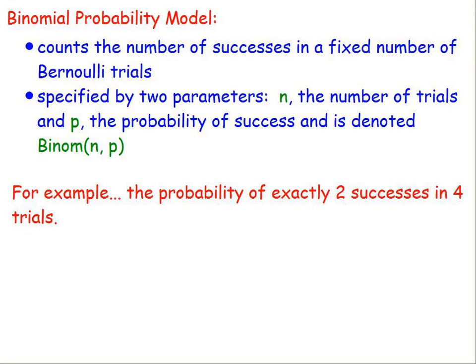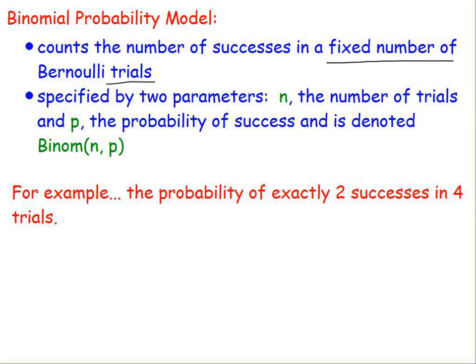This lesson, our focus is switching from a geometric probability model to a binomial probability model. So the first thing we're going to talk about is what is a binomial probability model and what's the difference between that and the one we talked about last class. A binomial counts the number of successes in a fixed number of trials. That's one of the big differences.